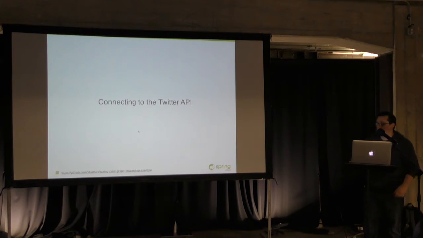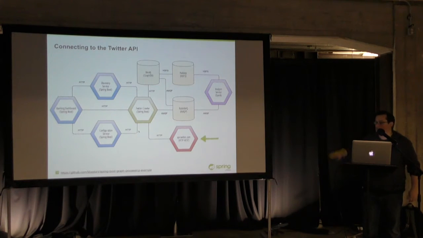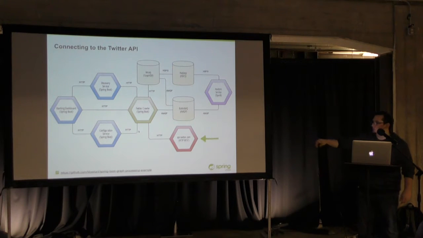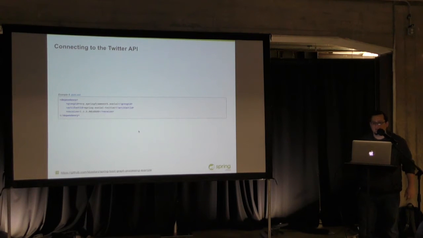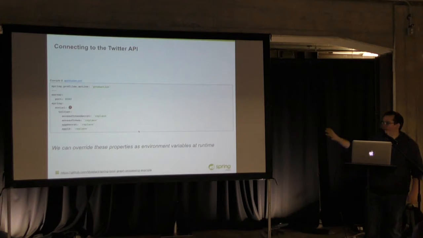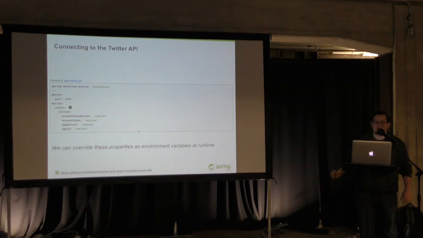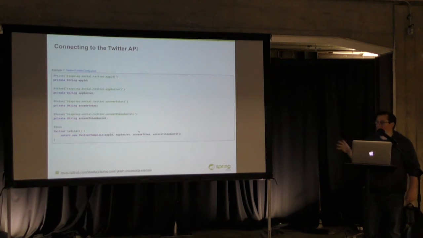So now, connecting to the Twitter API, this is where the Twitter crawler application has this HTTP connection to the Twitter API. This is where it's importing users on an interval. I add my dependency for Spring Social Twitter. And then I have to provide some environment variables at runtime, which are the access token secret, the access token, the app secret, and the app ID. And then I just map those in the Twitter crawler config Java.